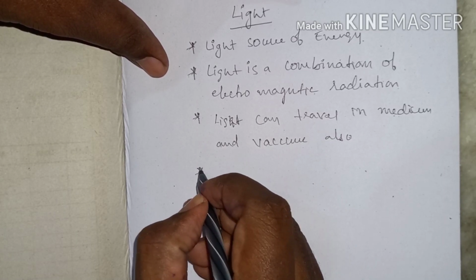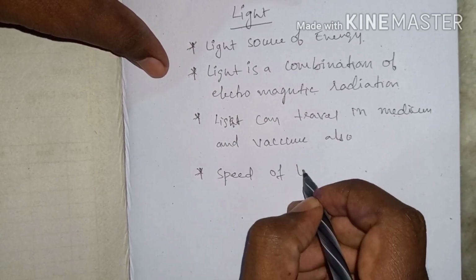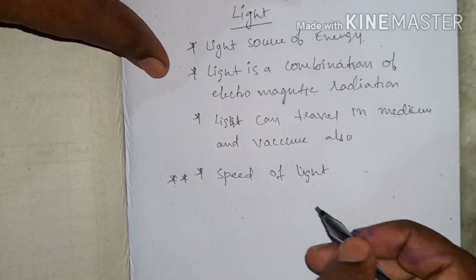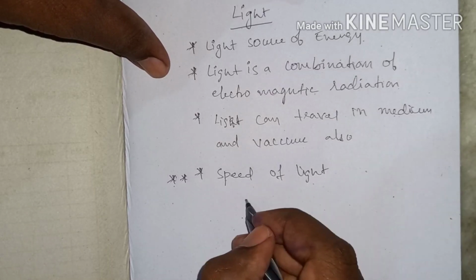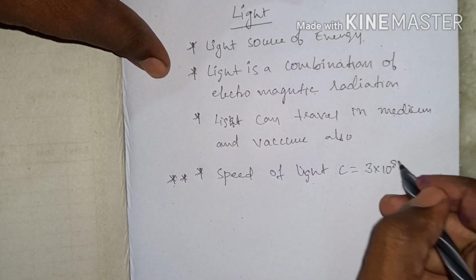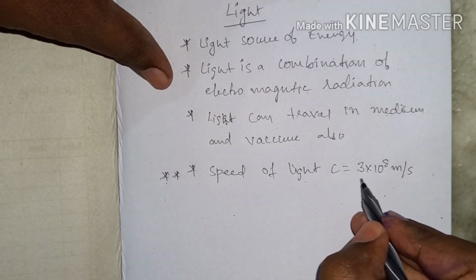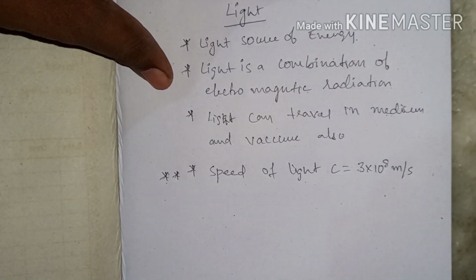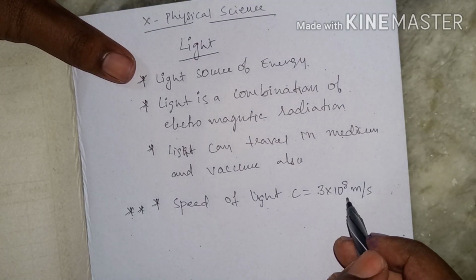Before that we need to know the speed of light. It is a very important one, because in many bit-type questions you may get this answer. So the speed of light, denoted by c, is equal to 3 into 10 power 8 meters per second.